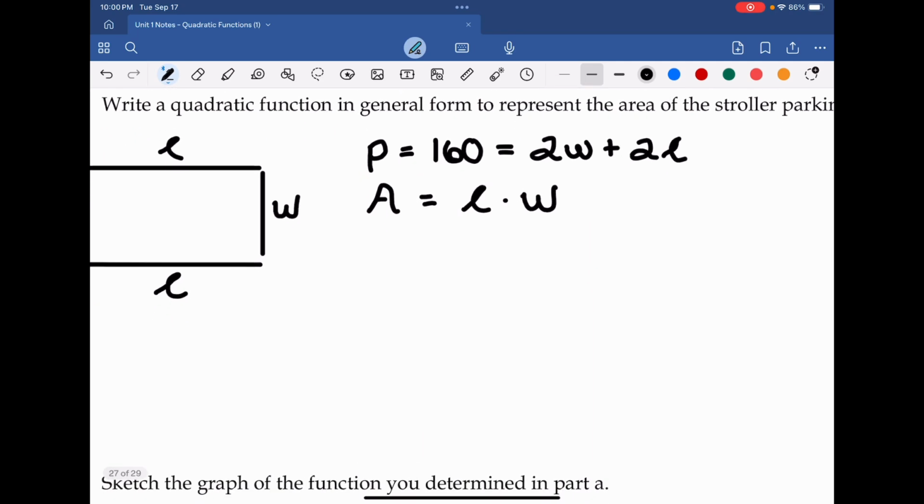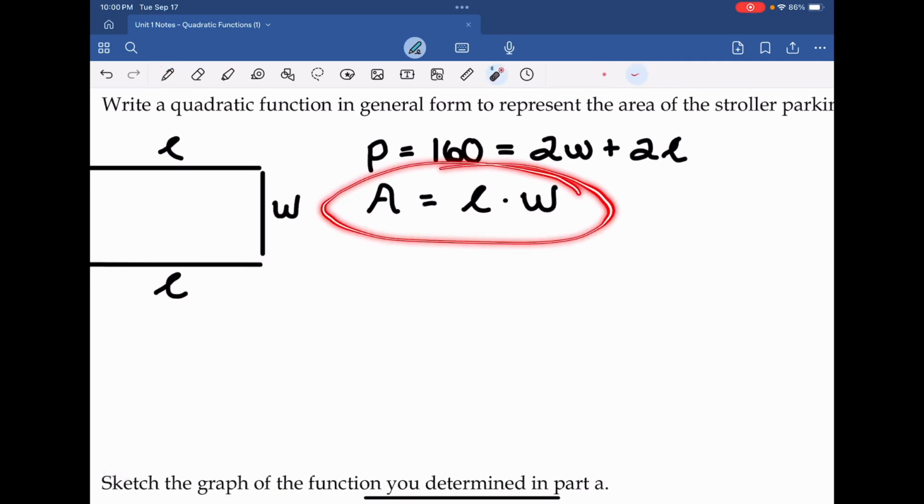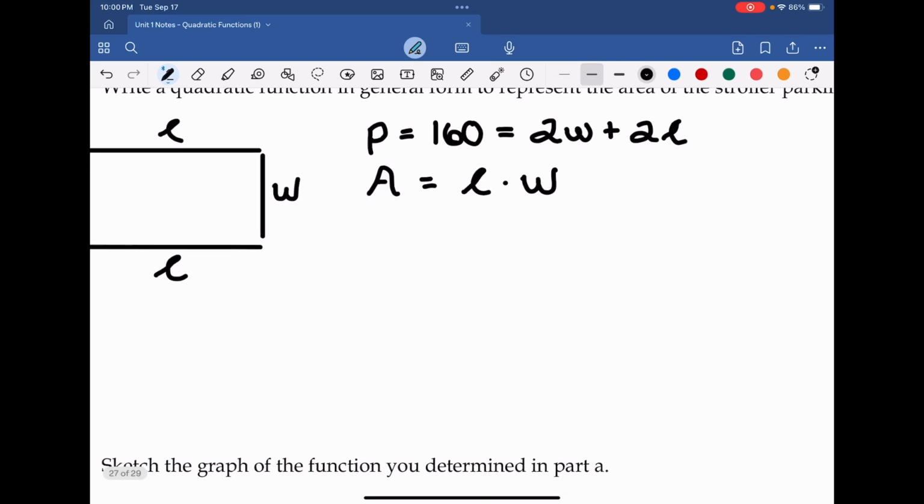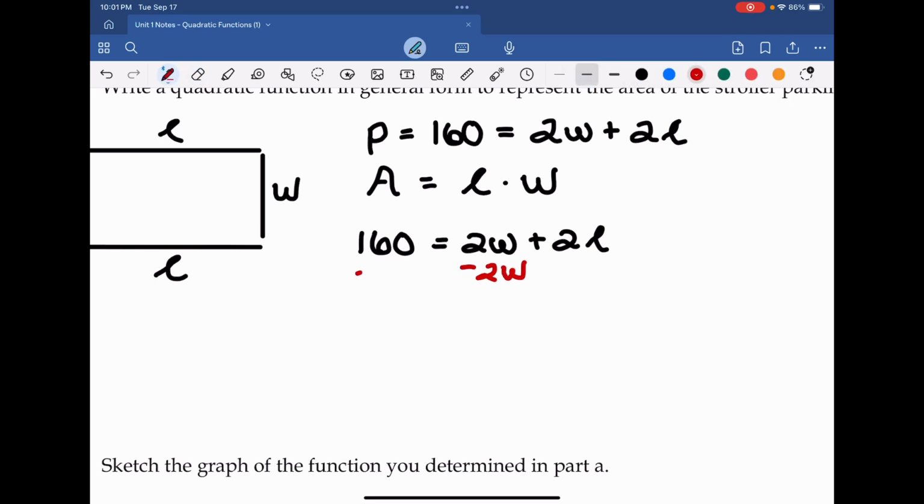Okay, we want to isolate one of these variables because we don't like the double variable. Just like when we were completing the square, we don't like the double variable in these equations. To do this, I'm going to take the 160 and set it equal again to the 2w plus 2l's. I'm going to isolate for the length, so I'm going to subtract away the 2w's. This is going to give me 2 lengths is equal to 160 minus 2w.